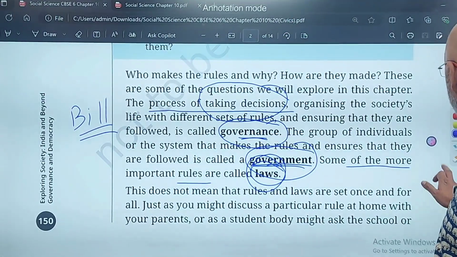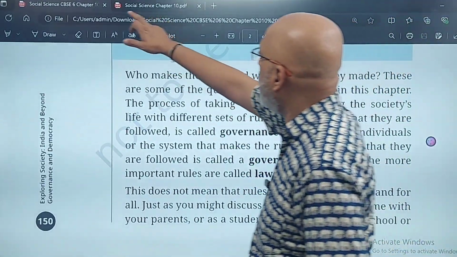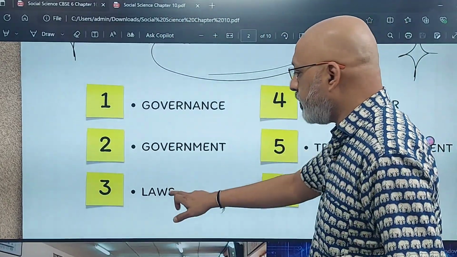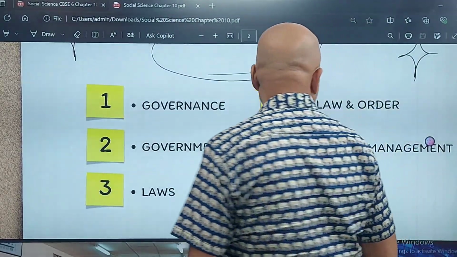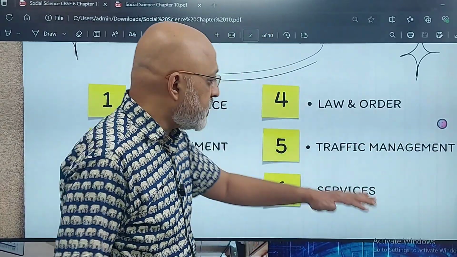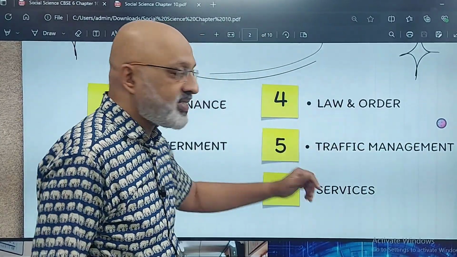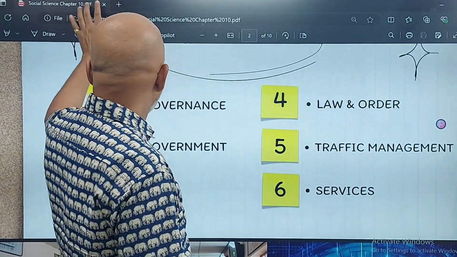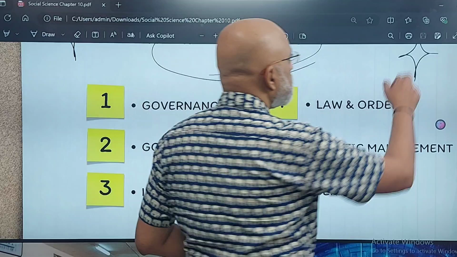Okay, let's move forward. So what we have seen here, governance, government and laws, I hope यहां तक समझ में आ गया. Now we look at these three things which are like examples: traffic management, law and order and services. इसका क्या मतलब है?